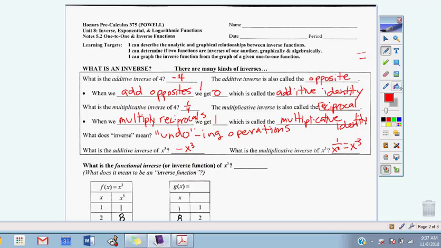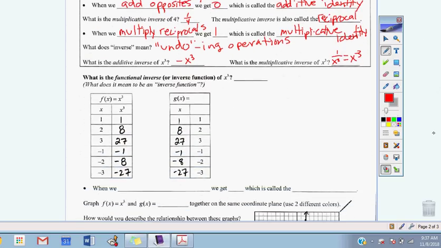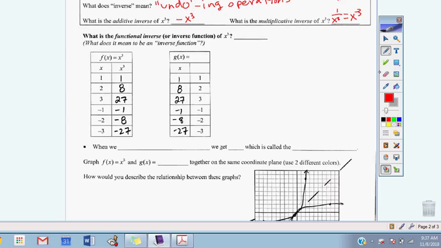Okay, so now we're going to switch gears and take it into the honors pre-calc level here, and talk about what it means to be a functional inverse, or an inverse function, of x cubed. We're still talking about x cubed, but what does it mean to be a functional inverse? Take a look and fill these in. All right, I got these filled in for you. If you put a 1 into x cubed, you get a 1.